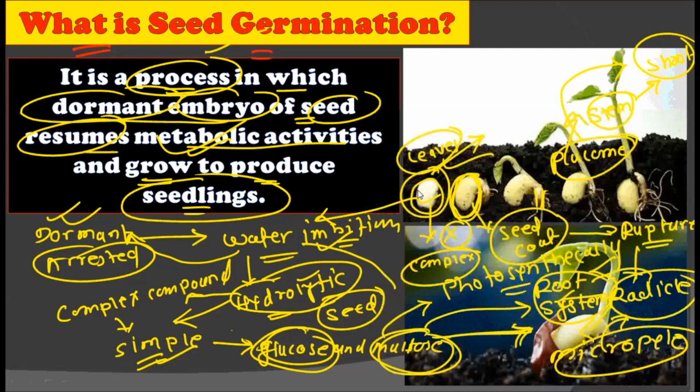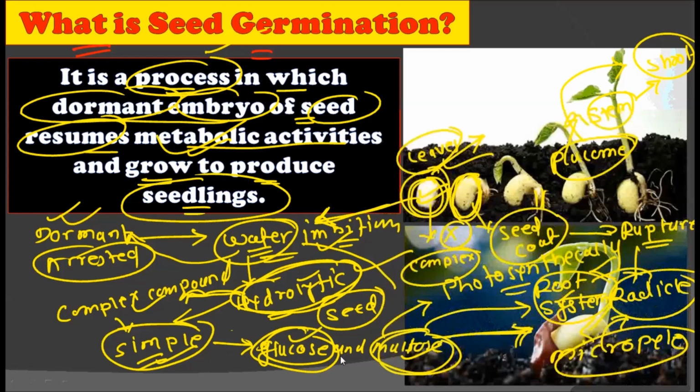Now let's consider again how these things happen. First of all, we have the dormant seed, and there is no metabolic activity in these dormant seeds. There are many complex chemical compounds plus hydrolytic enzymes present in these dormant seeds. But when these seeds imbibe water, these hydrolytic enzymes get activated. Now, what happens due to the activation of hydrolytic enzymes? These hydrolytic enzymes convert the complex chemical compounds into simple chemical compounds such as glucose and maltose.